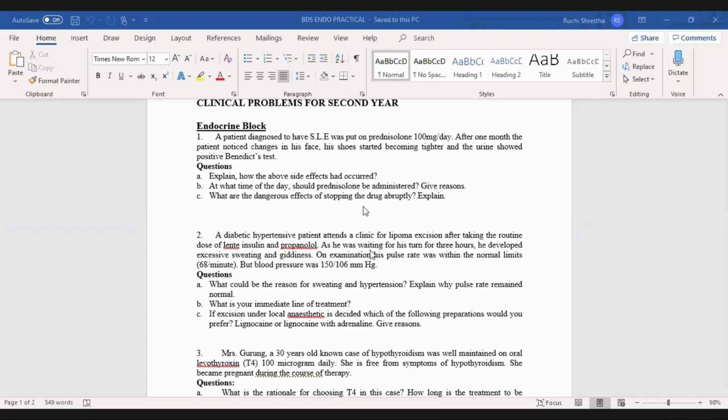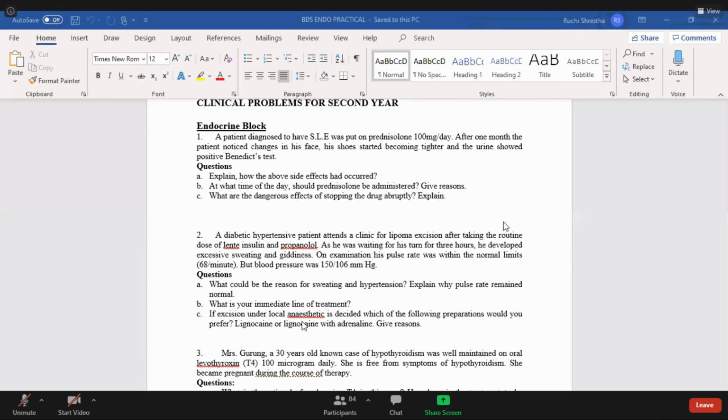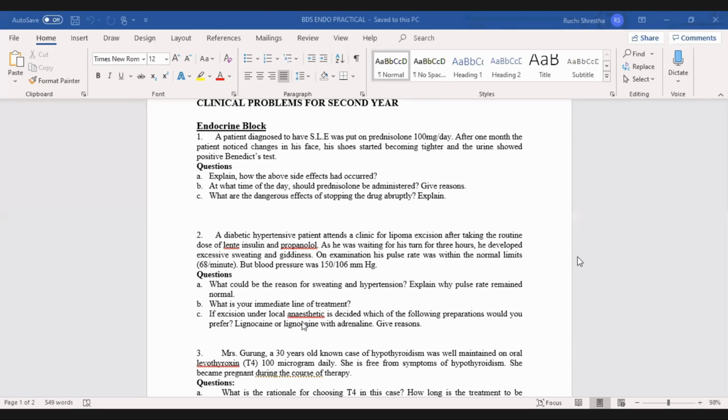On examination, his pulse rate was within normal limits, whereas the blood pressure was increased. What could be the reason for sweating and hypertension? Explain why the pulse rate remains normal. So what is your immediate line of treatment? And if excision under local anesthetic is decided, which of the following preparations would you prefer? It's plain lignocaine or lignocaine with adrenaline. So give reasons. Does anyone want to answer the question?